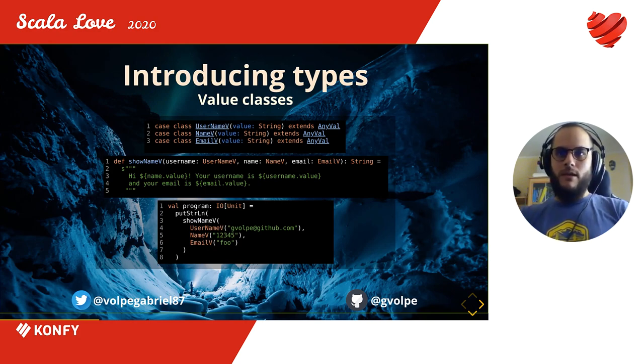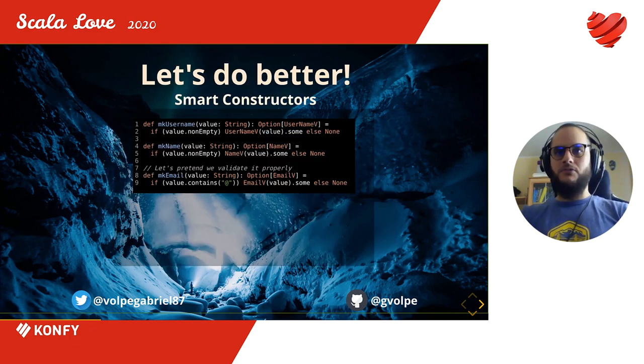So we improved a little bit, but one way we can keep improving this is probably making the apply constructor of the case class private and introducing smart constructors. Smart constructors are normally just functions that take a raw input, in this case a String, and return some kind of validated type in a container.